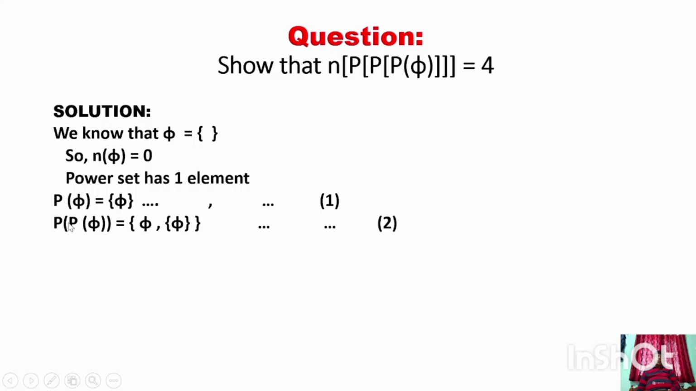Again, if you take the power set of P(phi), it has one element, so the number of subsets will be 2 to the power 1. So it has one element, and 2 to the power 1 is how much? 2. So the power set of P(phi) is {phi, {phi}}. Clear? And again, how many elements does it have? 2 elements. So the number of elements of P(P(phi)) is also 2.